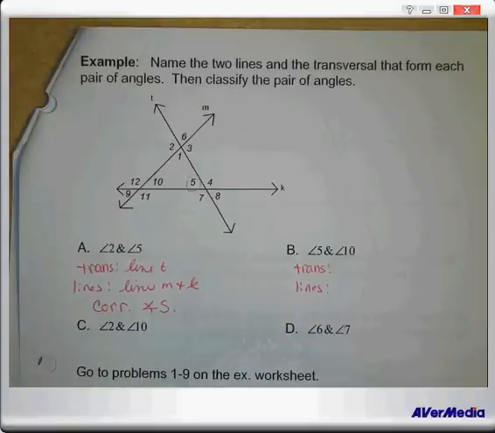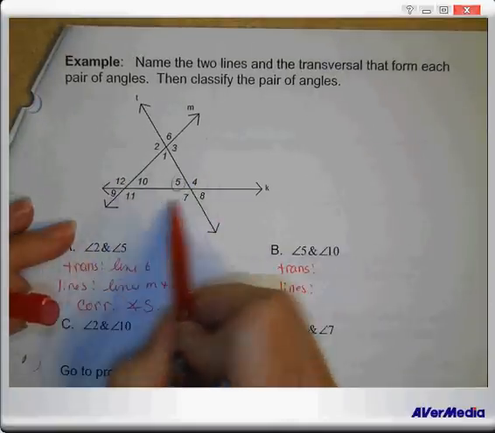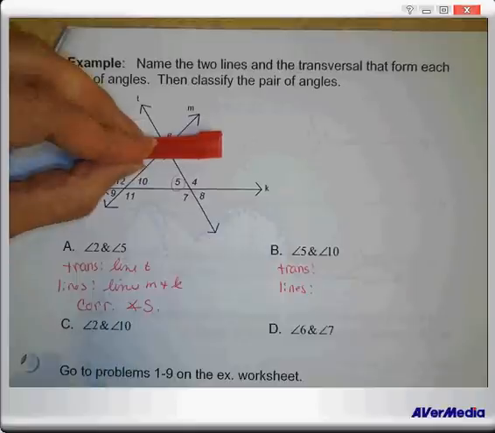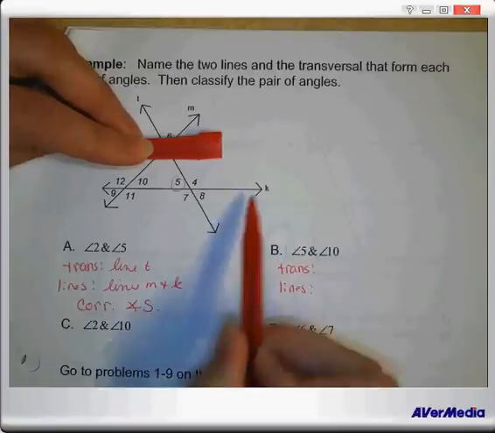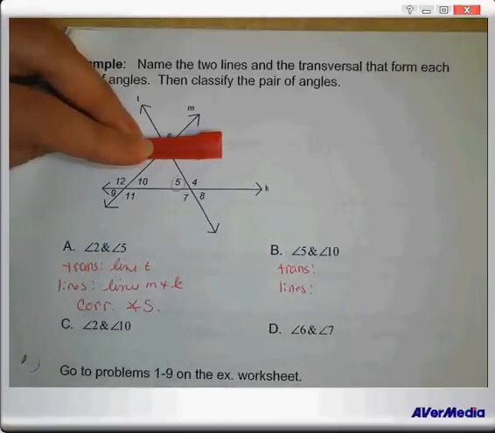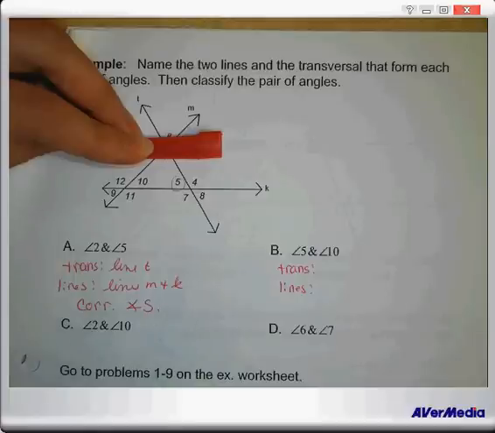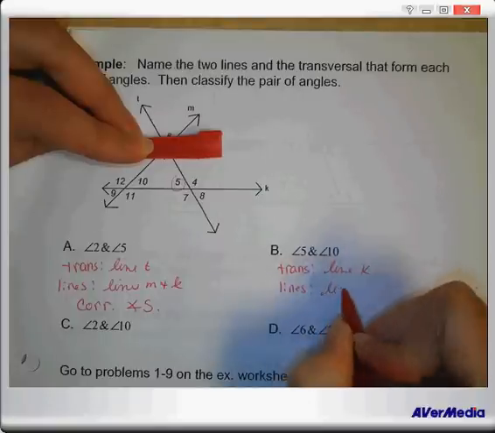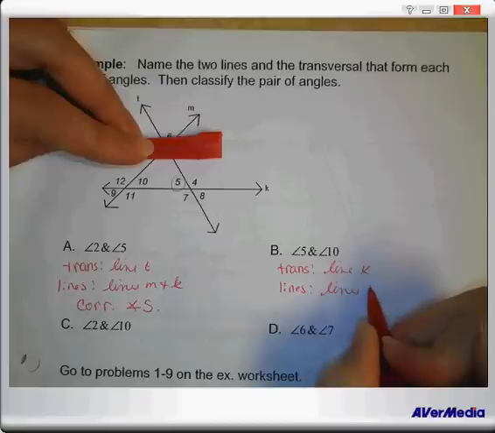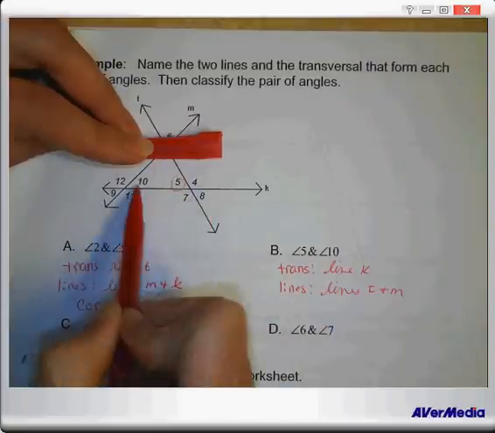Let's look at the next one, 5 and 10. All right, so here's 5 and 10. These are the lines that make it. I'm going to cover up the section I don't need, okay? Now, which one is our transversal line? It's the one that helps make both angles. Remember, the transversal line is the one that helps make both angles. So that's going to be line K. That means your other two lines are the ones being intersected. So you have lines T and M. So here would be T, here would be line M coming out.